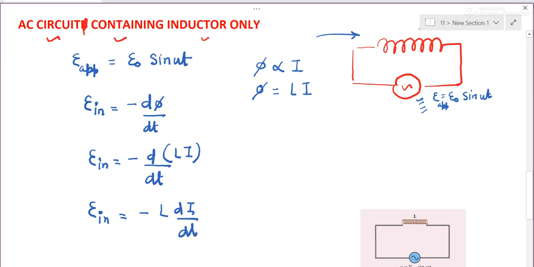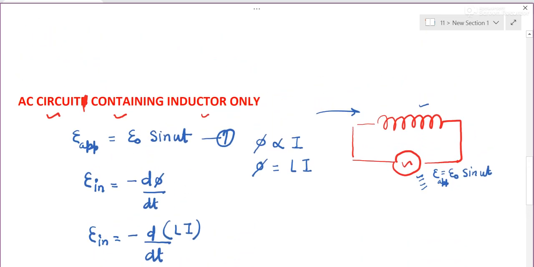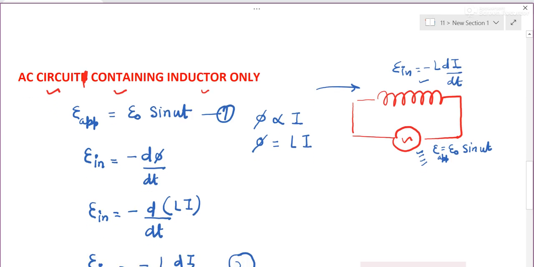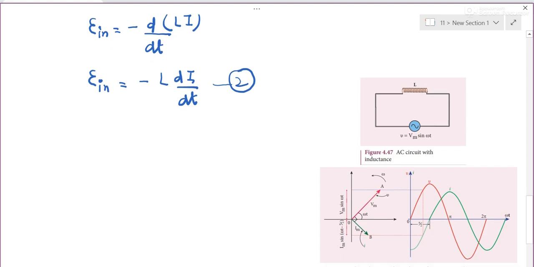So there are two EMFs. One you have applied, one which is developed across the inductor. So this is E induced, which is equal to minus L di by dt. Now you can see that there are two voltages. So we'll use Kirchhoff's voltage law.